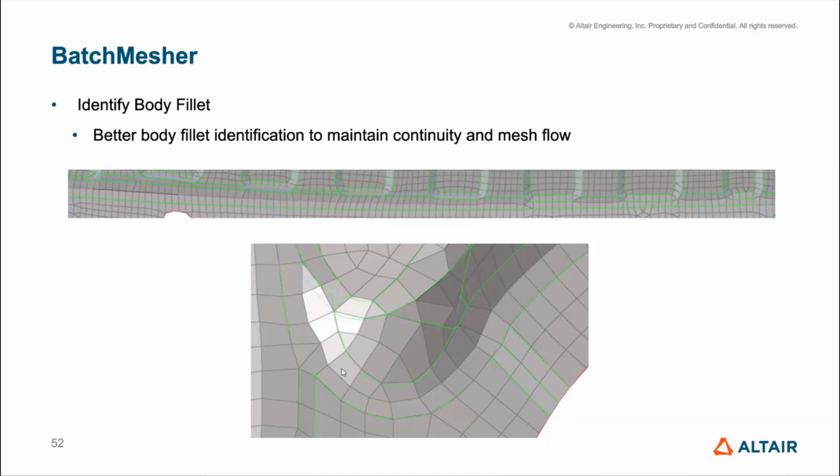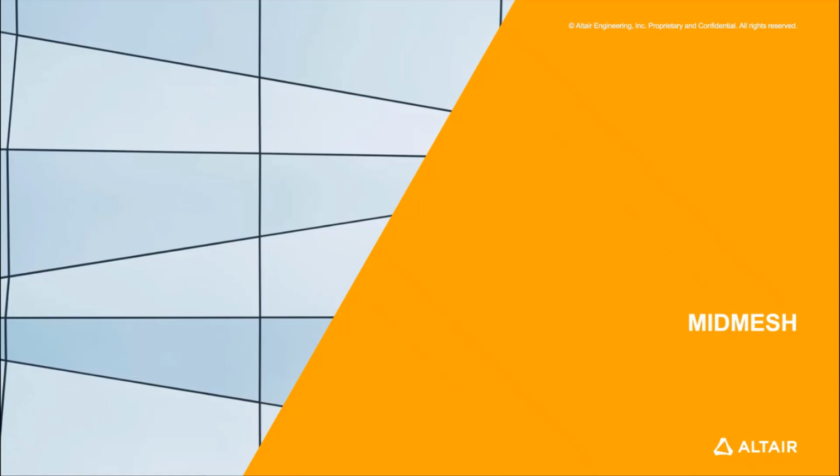So here are a few examples of how we manage these body fillets. Even if those are variable fillets, even if certain features are coming into those, as you can see, we try to adhere to the parameter file and map it very nicely. So that's another functionality that we added towards improving the mesh flow under batch mesh. And that's about it from my side.